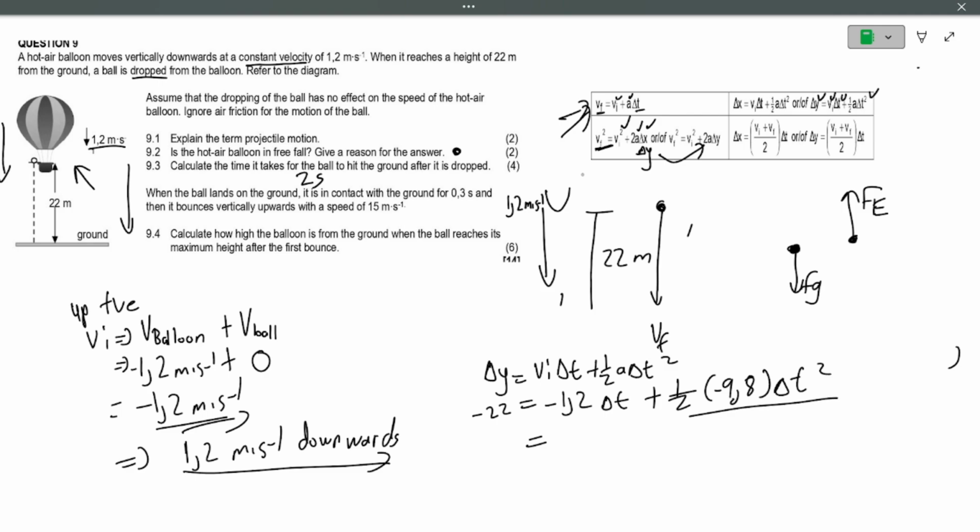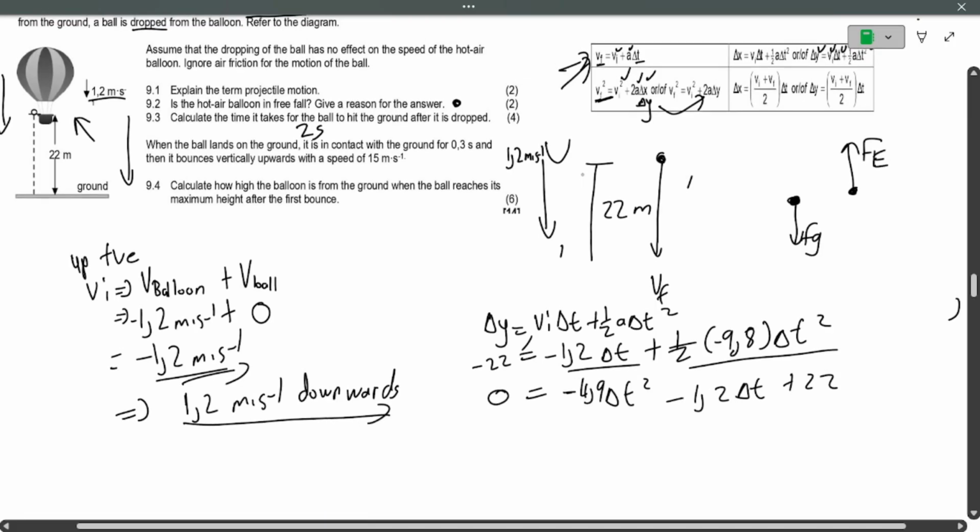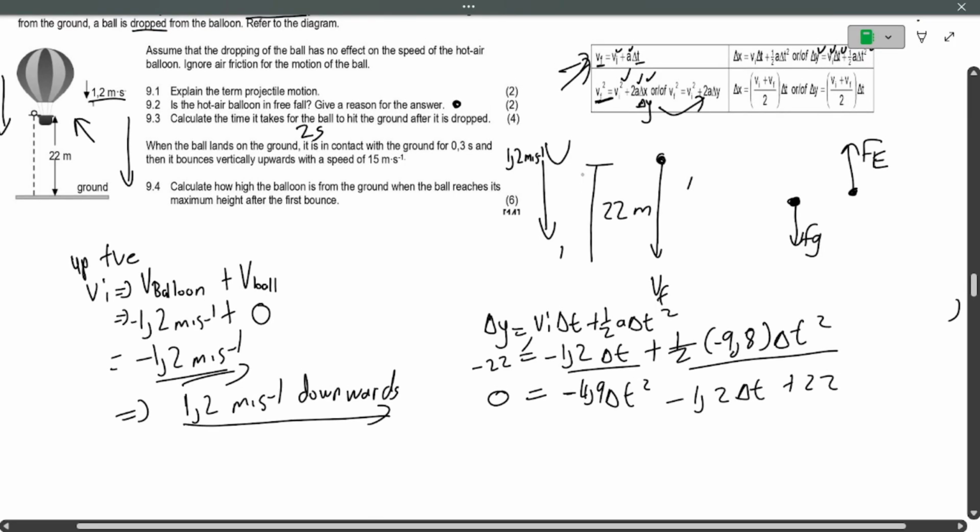So what is half of negative 9.8? It's negative 4.9, change in time squared. And then I continue with this one, negative 1.2 change in time, and then plus 22. Now we can see that this is a trinomial, and when it is a trinomial, we just come and use the equation for change in time now.